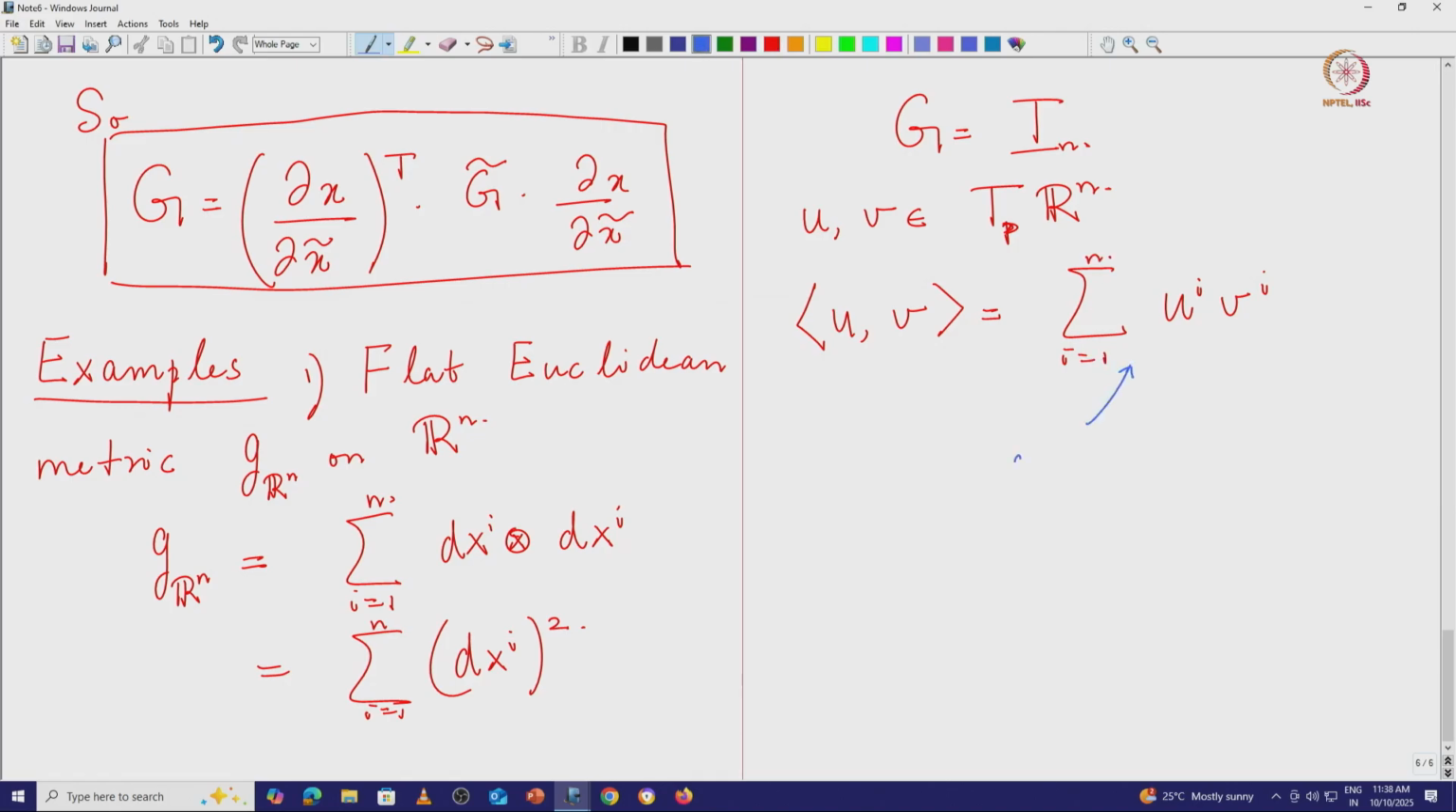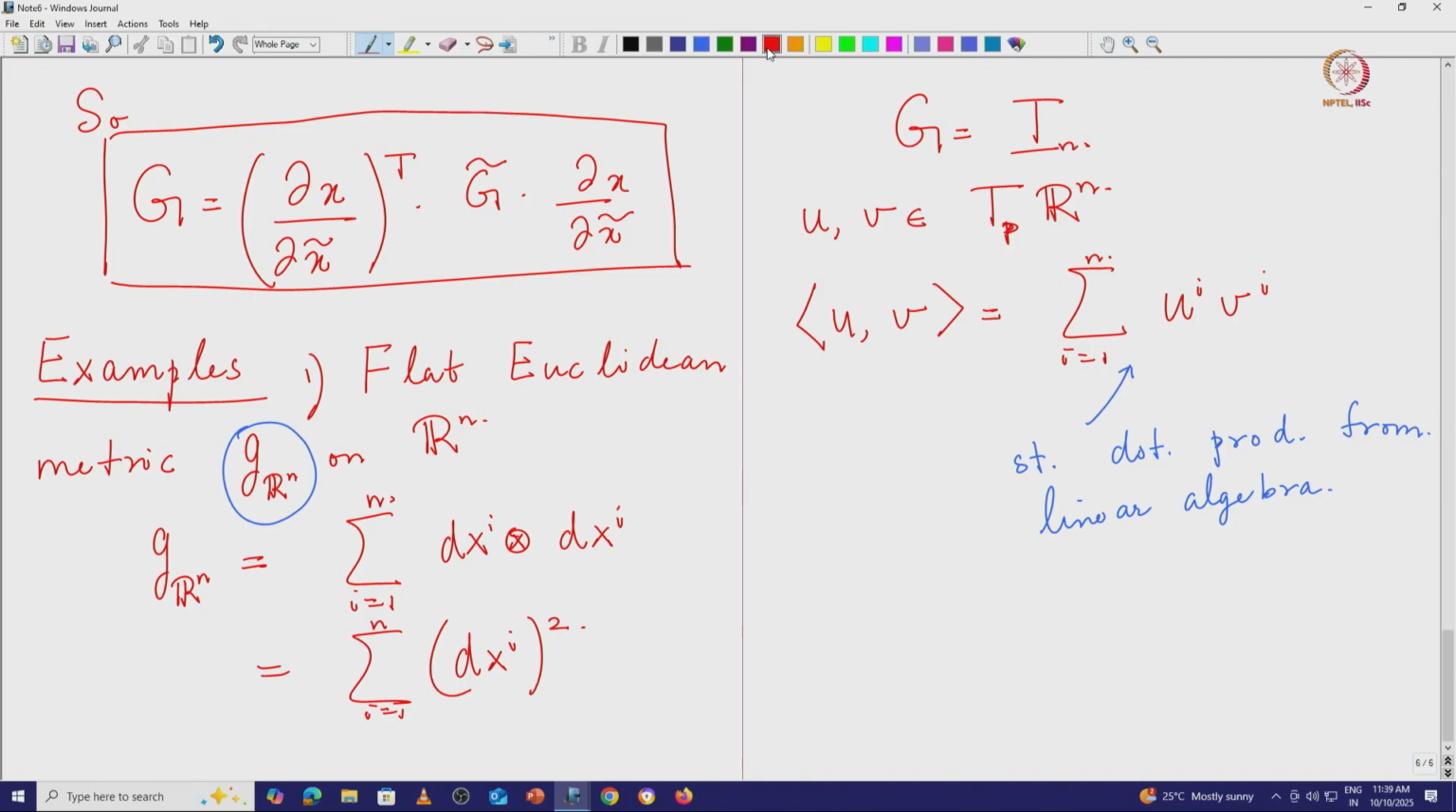So essentially this is the standard dot product from linear algebra, or from vector algebra, right? So this particular metric defines a Riemannian metric on Rn. It's called the standard or the flat Euclidean metric.